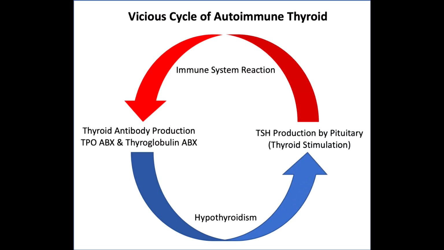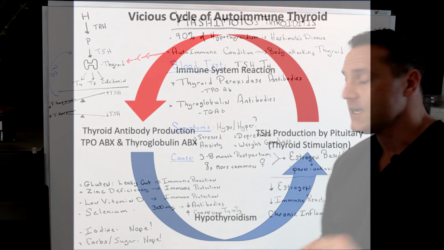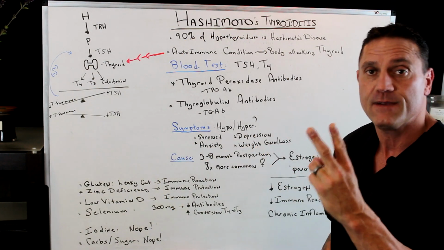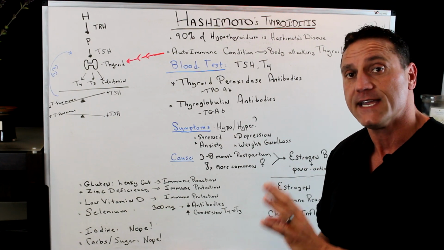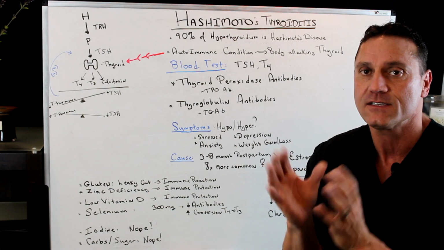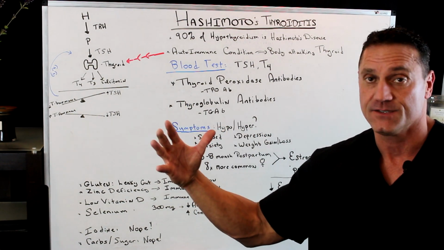However, the main ones that are always kind of an underlying factor I've discovered is stress, anxiety, and depression. Those are the three main symptoms that I found that people who have Hashimoto's have, in addition to the weight gain and weight loss, depending on how the autoimmune response is.